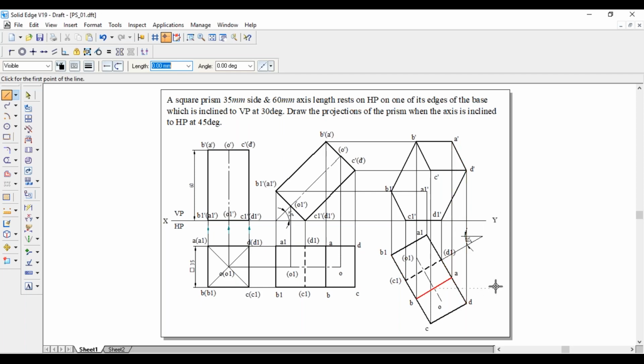Next, coming to the bottom face, B1 C1 and C1 D1 are already joined. We are left with B1 A1 and A1 D1. So B1 A1, this is the B1 A1. This is away from the observer, and if you see from this side, that edge is invisible. So B1 A1 should be dotted. That is an invisible line.